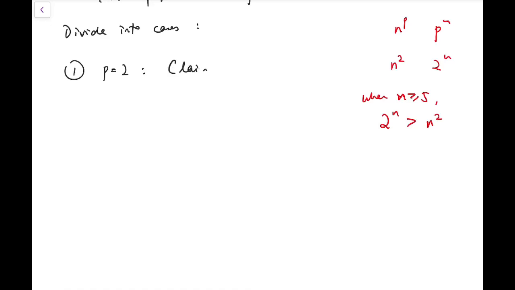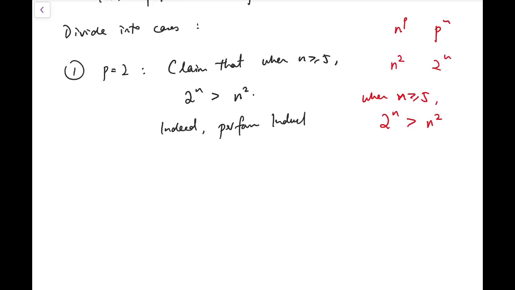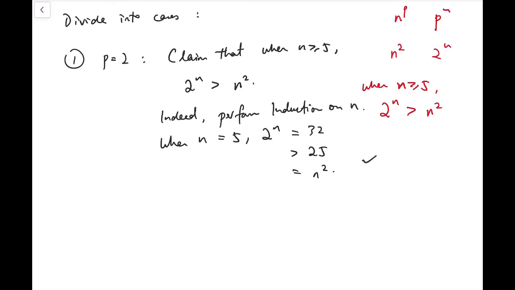Claim that when n is greater than or equal to 5, 2 to the n is larger than n squared. Indeed, proceed by induction, or I say perform induction on n. When n is 5, 2 to the n is 32, greater than 25 equals n squared. So that holds.